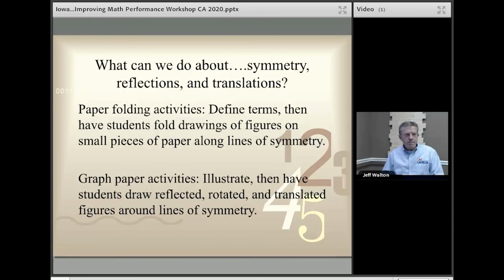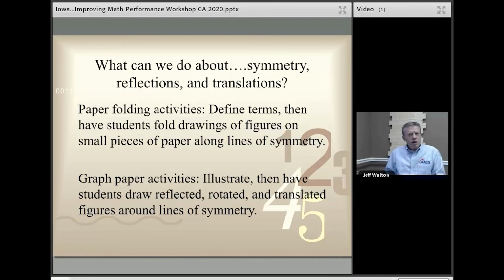I'm going to show you some illustrations of some paper folding activities. I have them in a different document, and there's not a real easy way in Adobe to switch between documents. So there are a couple of illustrations that I'm going to show you after we finish our slide presentation.